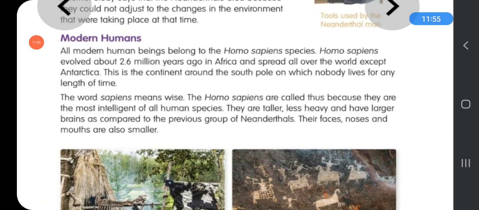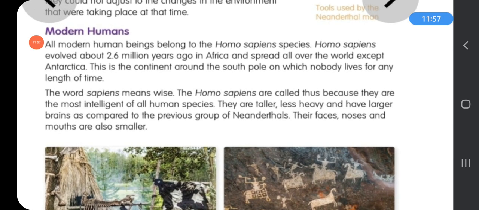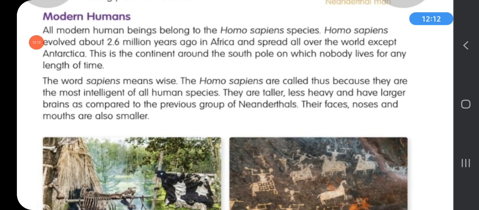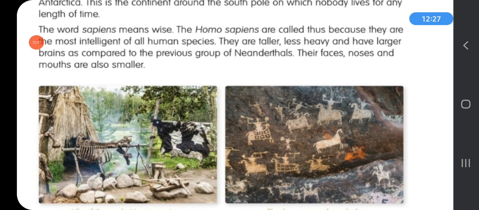Next paragraph, modern humans. All modern human beings belong to the Homo sapiens species. They evolved about 2.6 million years ago in Africa and spread all over the world except Antarctica. This is the continent around the South Pole on which nobody lived for any length of time. The word sapiens means wise. What does the word sapiens mean?